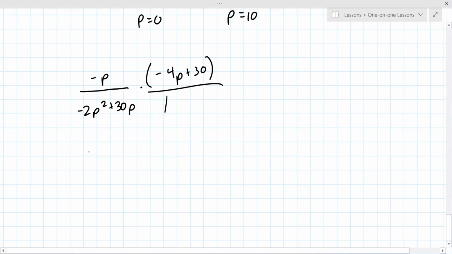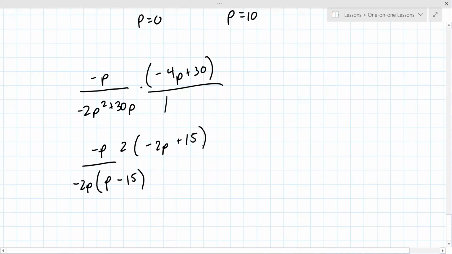The bottom here can be rewritten so that I can bring this minus up, so it's minus p on top. On the bottom, you can factor out a minus 2p, and you get p minus 15. You can also factor a 2 out of this, so that gives you minus 2p plus 15. And then these all cancel, and you get 15 minus 2p over p minus 15.